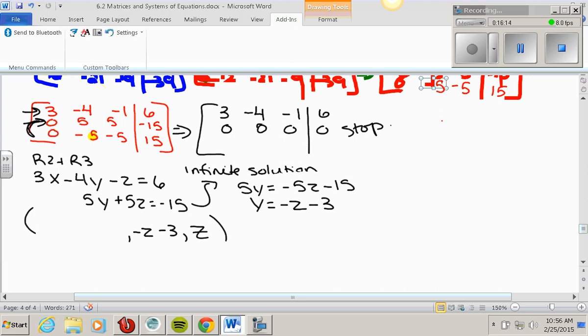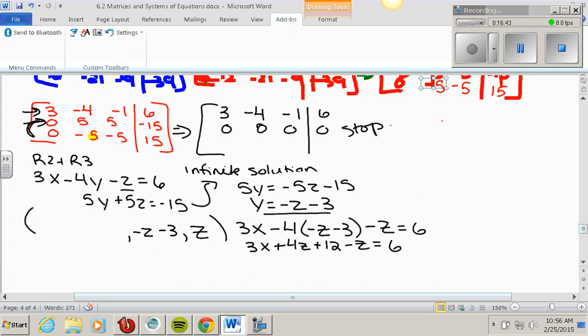Okay. So what I need is my x. I know what y is. I know z is z. We need to find x. So 3x minus 4 times y, which we said was negative z minus 3, minus z equals 6. 3x plus 4z plus 12 minus z equals 6. And again, we're solving for x, so 3x plus 3z equals negative 6. 3x equals negative 3z minus 6, or x equals negative z minus 2. And these three expressions will give us every single value for x, y, and z that are possible for solutions.